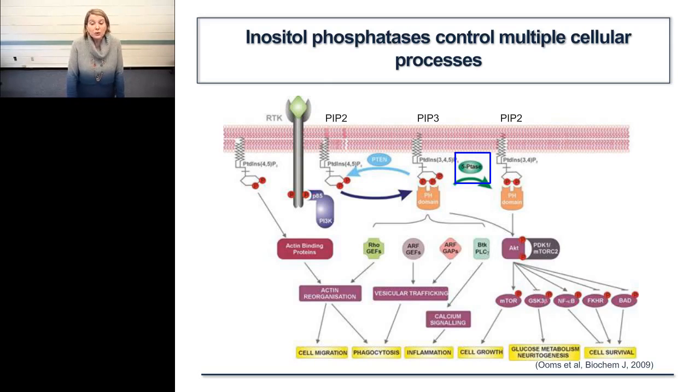What these do, they regulate a slew of pathways and of different processes within the cell, including actin regulation, vesicular trafficking, calcium signaling, several signaling processes including mTOR, GSK3-beta, and NF-κB, which lead to a variety of changes in function within the cell. So this is definitely a really important process and a really important protein.